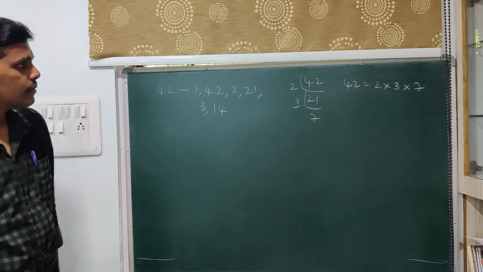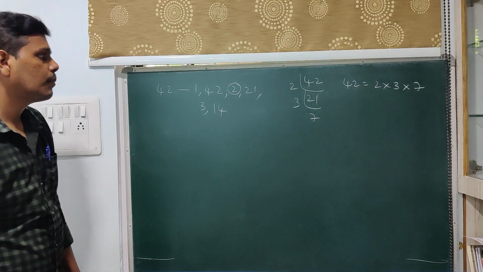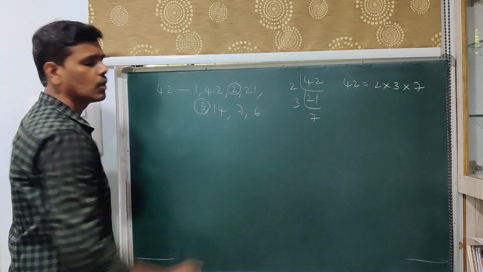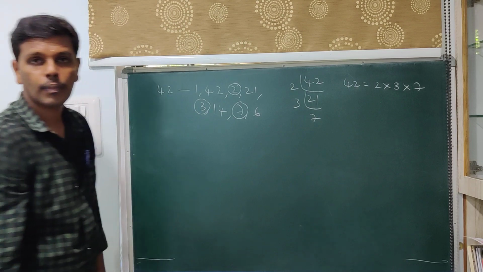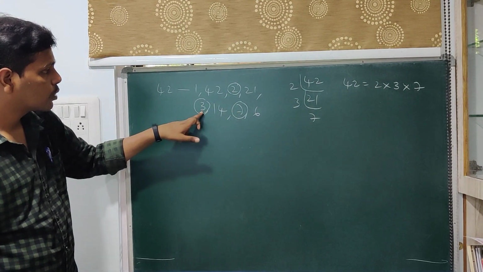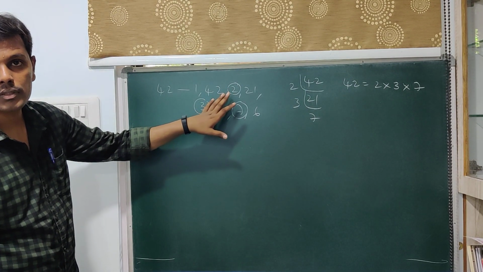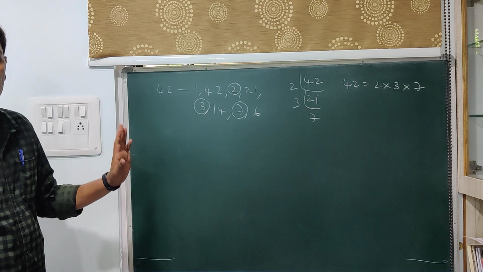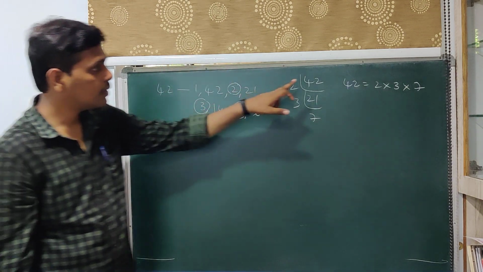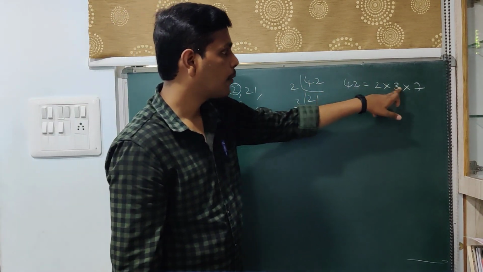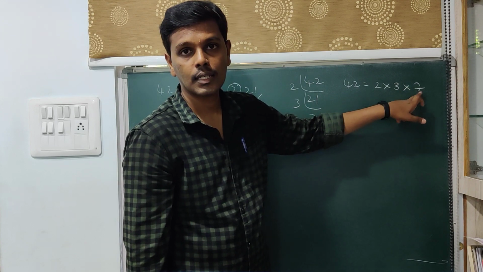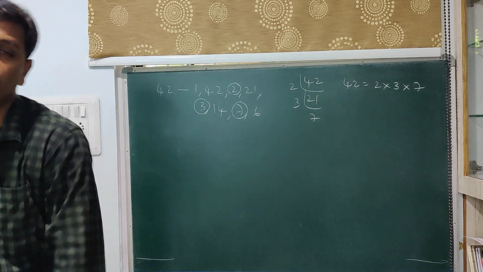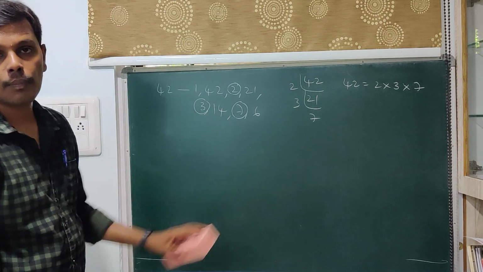Now out of these factors, 2 is a prime number, 3 is a prime number, and we also have 6, and 7 is a prime number. Now the factors 2, 3, 7 are prime numbers, therefore we call them prime factors of 42. Here we have written 42 as a product of its prime factors. Such a way of writing is called prime factorization. That is, writing a given number as a product of its prime factors is called prime factorization.